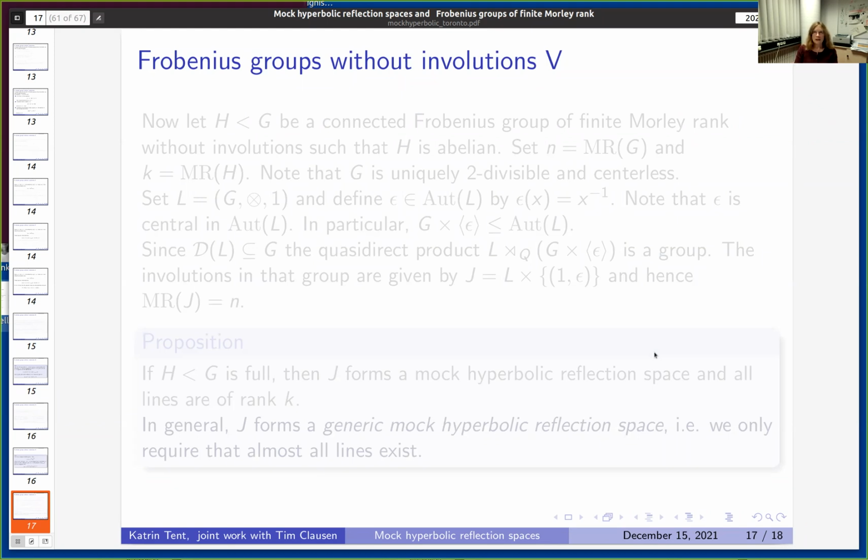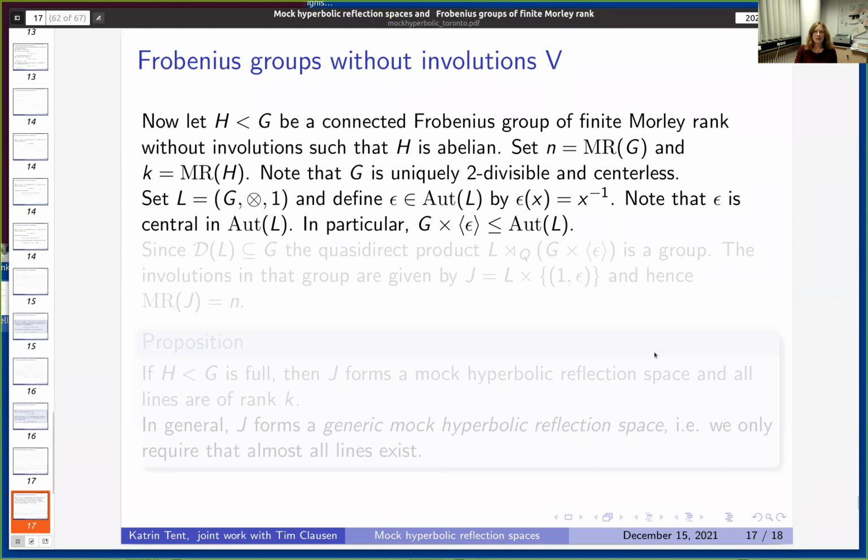Okay, and I see that I've been running through my slides, so I'm finishing early. Now, if you take a connected Frobenius group G of finite Morley rank without involutions, and assume that H is abelian, then we set n to be the Morley rank of G and k to be the Morley rank of H. Then, because G is uniquely 2-divisible and centerless, we can define this K loop just as before, and we define an additional automorphism of this loop by this automorphic inversion. Then, of course, this automorphism is central in L, and in particular, we see that this G times E is a subgroup of the automorphism group.